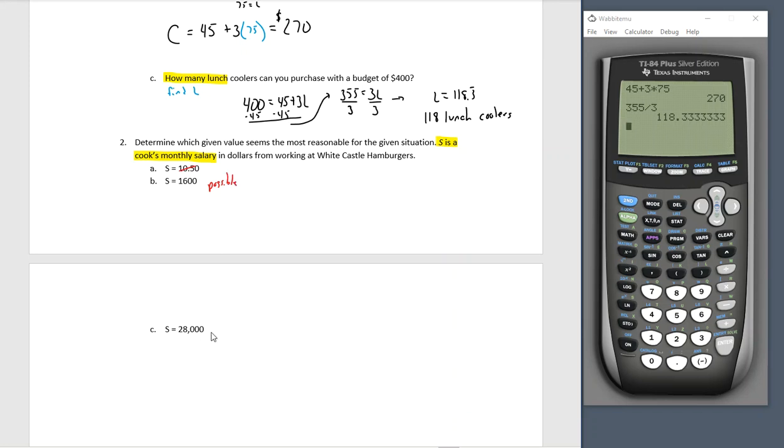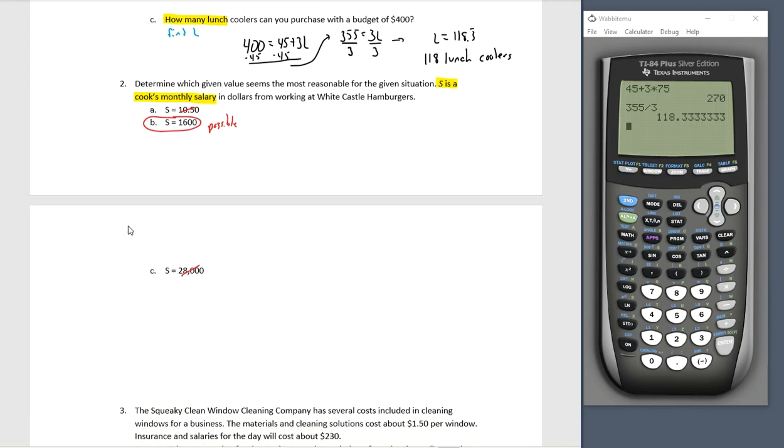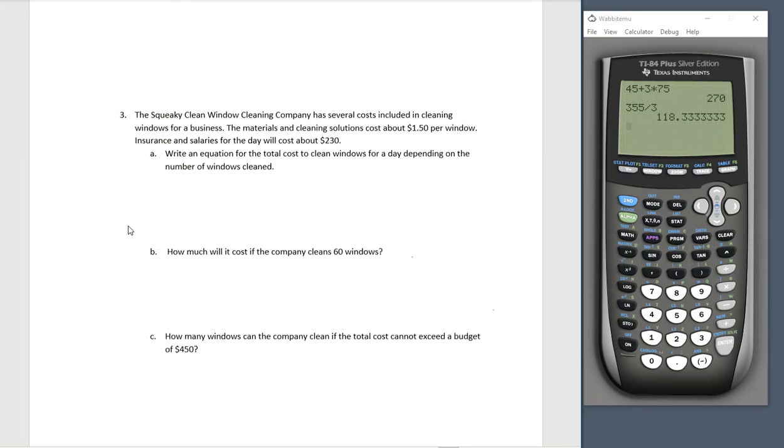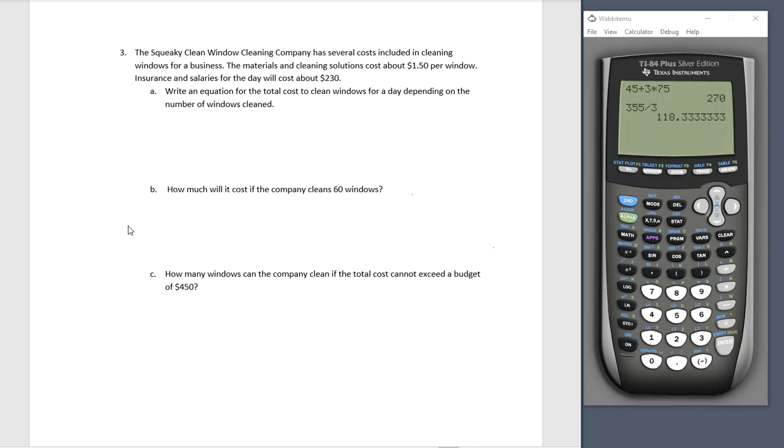Do you think it's possible that working at White Castle as a cook, tasty, tasty White Castle burgers, they could make $28,000 per month? Probably not. So the only possibility is this one, about $1,600 a month as the monthly salary. All right, so always check reasonableness in your math problems.